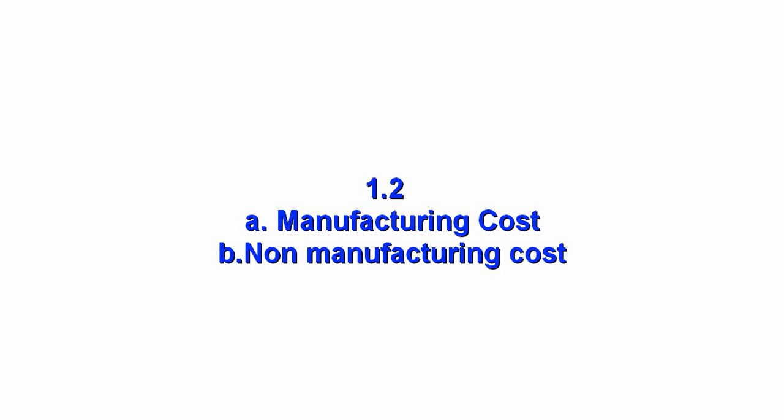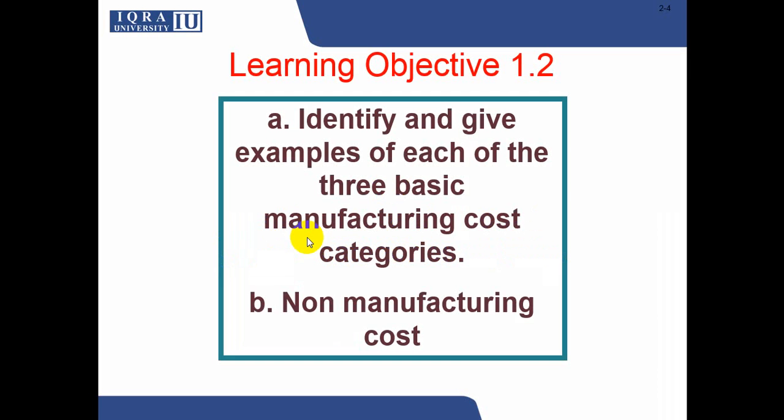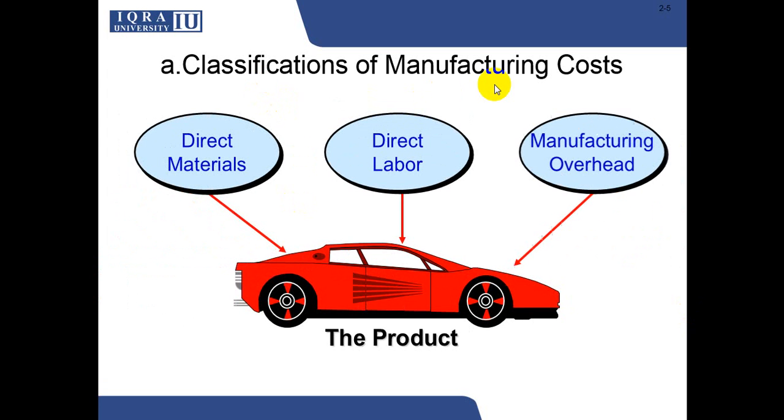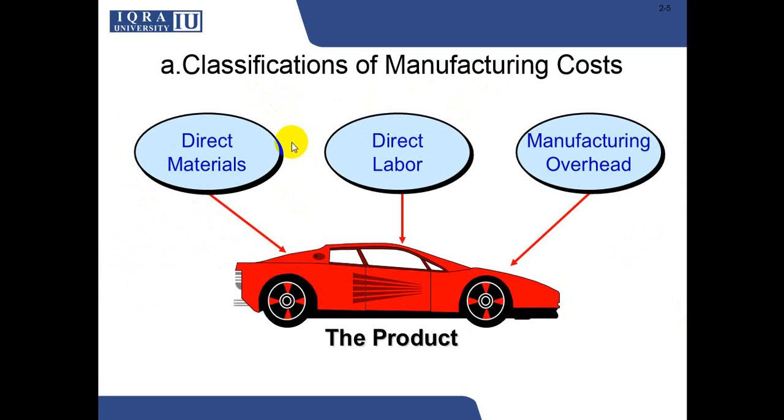In Unit 1.2, we are going to discuss the manufacturing cost and non-manufacturing cost. First, we are going to discuss manufacturing cost. The manufacturing cost is the sum of cost of all resources consumed in the process of making a product.